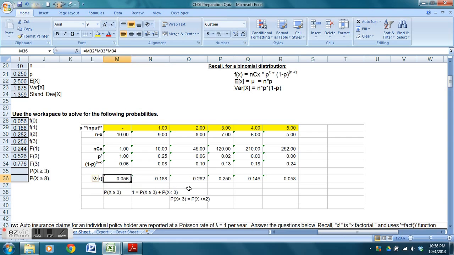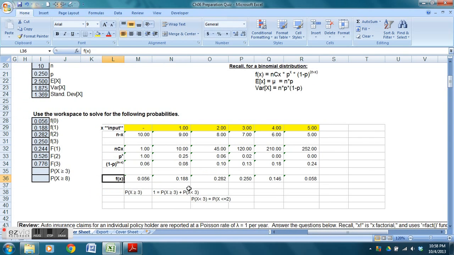Now, we can rearrange this formula, and, well, let's start by saying probability that x is going to be less than or equal to 2 is equal to big F of 2, right?